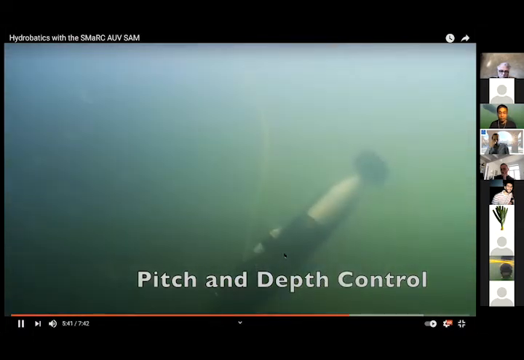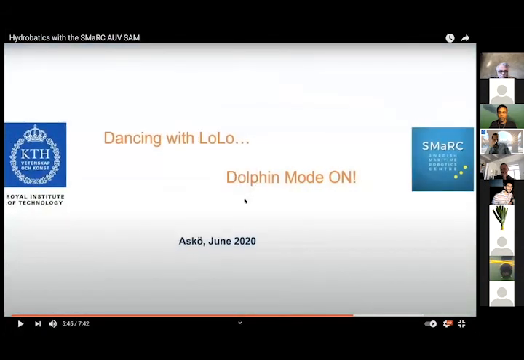This is using only PID controllers, which is what I mentioned before, that we're using linear control on this hybrid system of AUV. Let me go back to my presentation now.